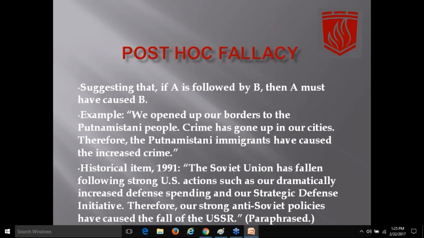But at the same time, to completely disregard what was going on internally in the Soviet Union at the time, and to say that it was simply Reagan putting the Strategic Defense Initiative in space, that somehow that caused the Soviet Union to crumble under fear of American might. I think that's following the post hoc fallacy. Just because one happened before the other doesn't mean that the one caused the other.